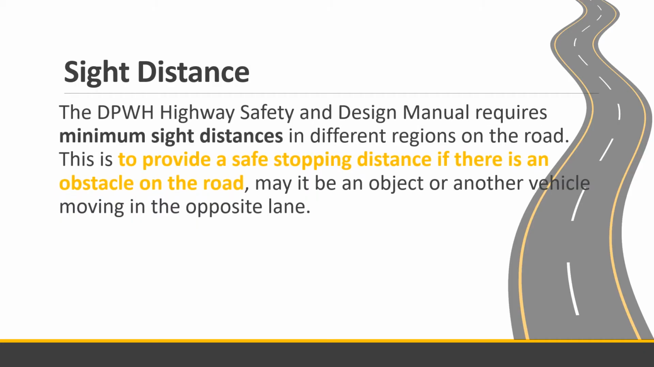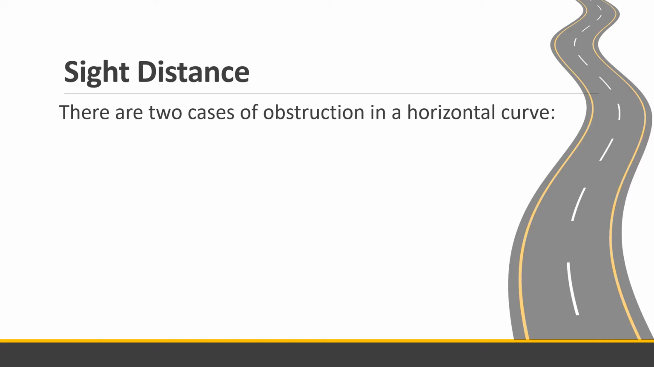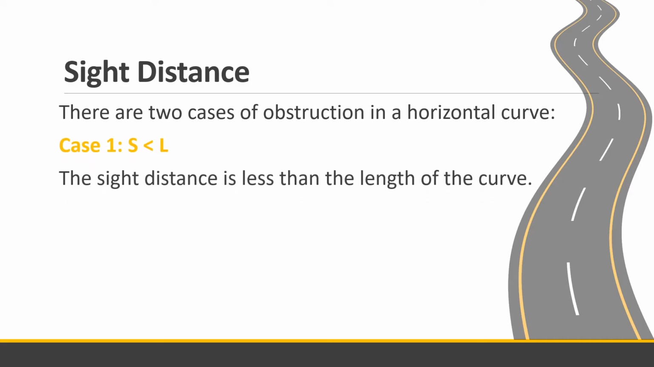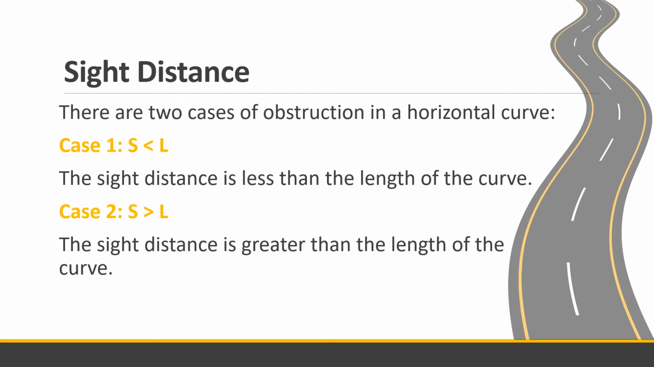So the DPWH Highway Safety and Design Manual requires minimum sight distances in different regions on the road. So this is to provide a safe stopping distance if there is an obstacle on the road, may it be an object or another vehicle moving in the opposite lane. So there are two cases of obstruction in a horizontal curve. So first case is S is less than L, or the sight distance is less than the length of the curve. And case 2 is the sight distance is greater than the length of the curve.